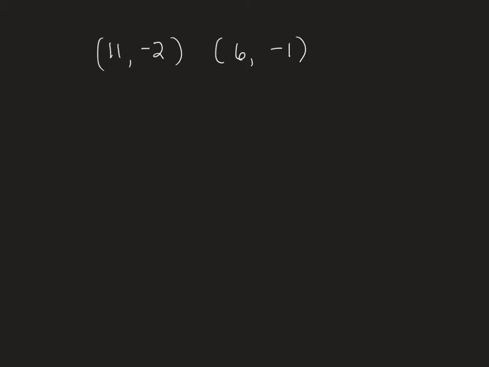Give this one a try. All right, so let's do this. Again, let me label them. This is x1, y1, x2, y2. Let's set it up. It's going to be -1 minus a -2 over 6 minus 11. That's -1 plus 2 over -5.